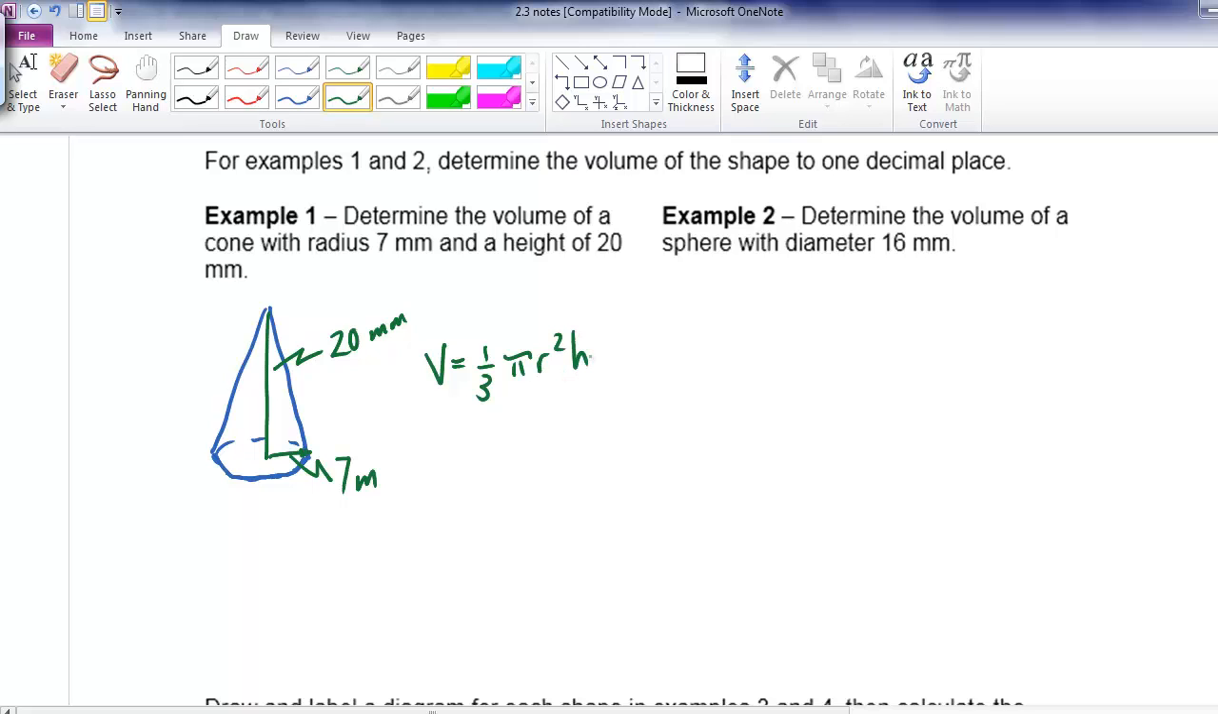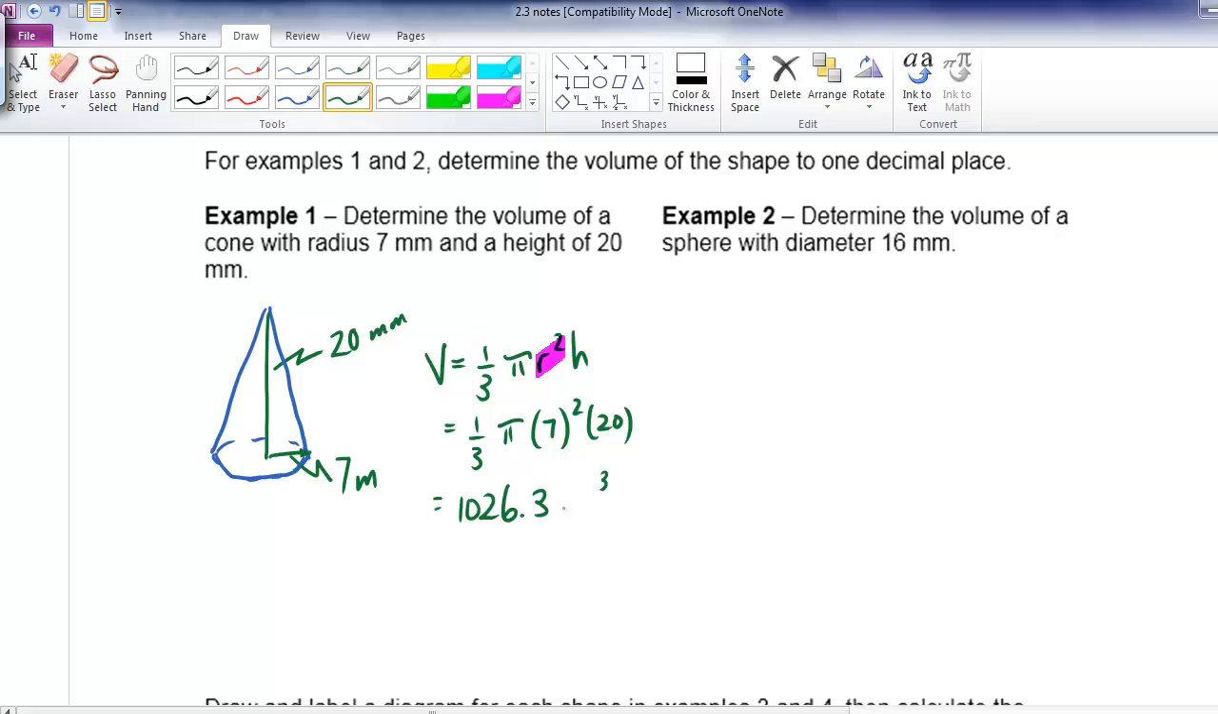Again, get in the habit of writing out these formulas. It doesn't take you much time, and then what your brain does is it goes, oh, I know exactly where to put things, and they go in their place more easily. And again, we have to remember the units. And again, if I have radius squared, then, oops, we're talking about millimeters cubed.